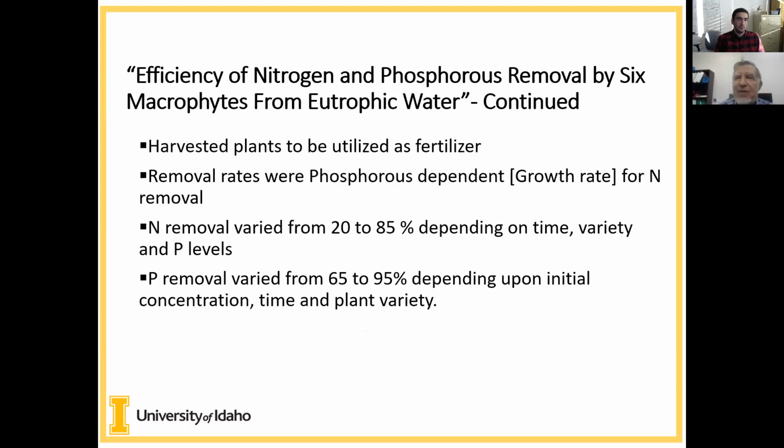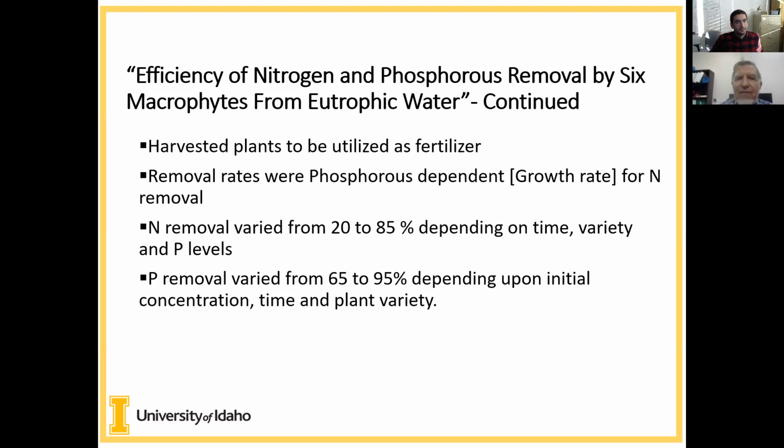The harvested plants were projected to be used as fertilizer with the nitrogen and phosphorus that they had uptaken, to be used as the fertilizer and for release. Removal rates were phosphorus dependent. That was their growth weight for nitrogen removal. Nitrogen removal varied from 20 to 85%, depending upon the time, the variety, and the P level that actually controlled the growth.